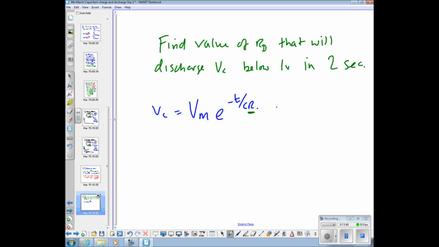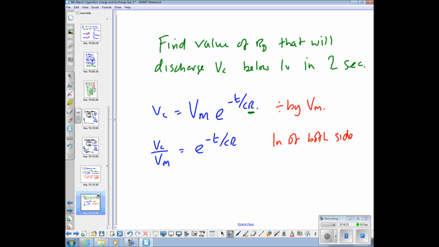Divide by... yeah, that's what we did before, didn't we? I'm going to write it like this: vc over Vm is equal to e to the minus t over CR. Right, how do we get rid of the e to the power of x function? Use your ln. Yeah, natural log of both sides.